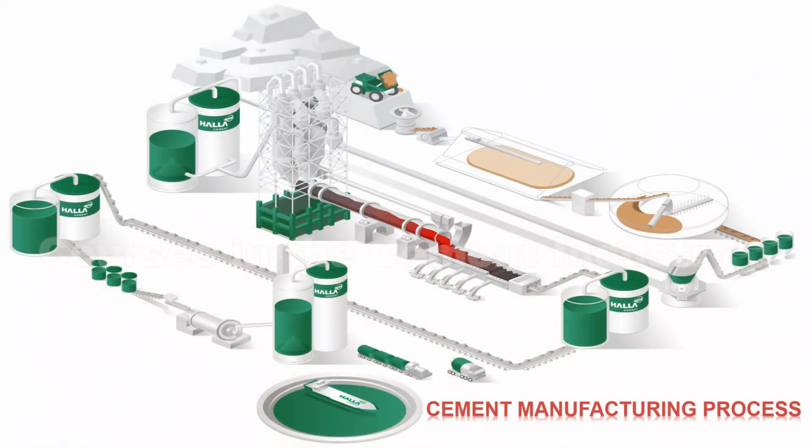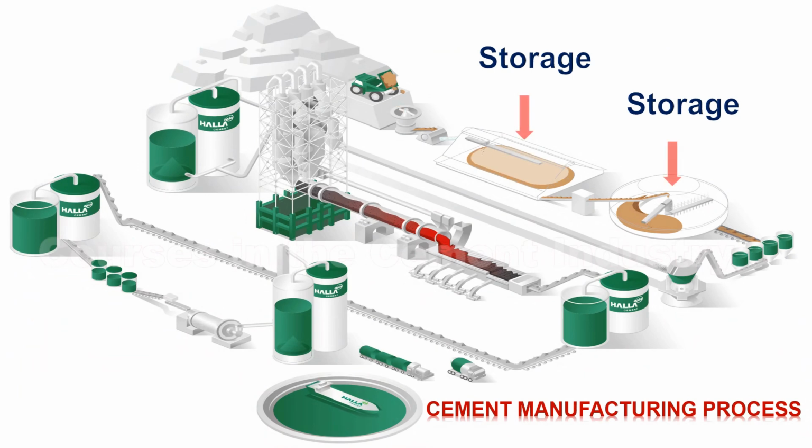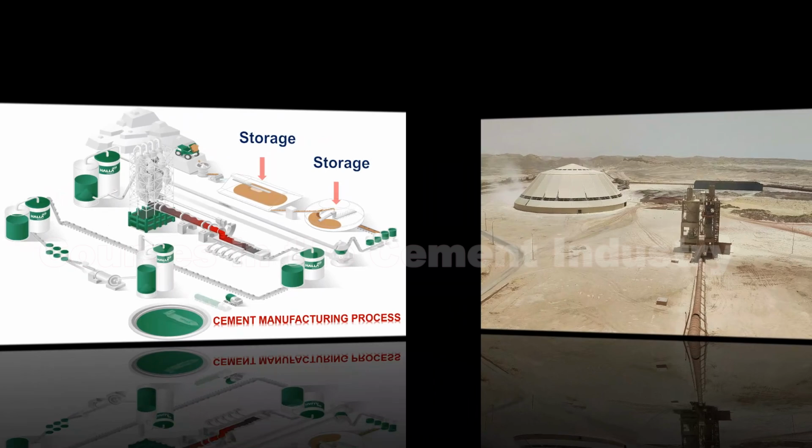We start the second episode. Storage of raw materials. It includes limestone storage, clay, silica sand, and iron ore storage. After the mining of raw materials, the raw materials storage process begins. Why is raw material stored? 1. Harmonization of raw materials. 2. Continuous supply of raw materials.